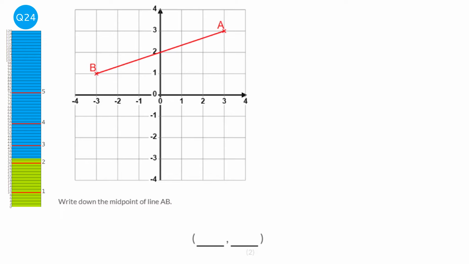The midpoint of a line is just the halfway point of the line, and we can see that the halfway point will be here. And so the coordinates of that point are 0, 2.